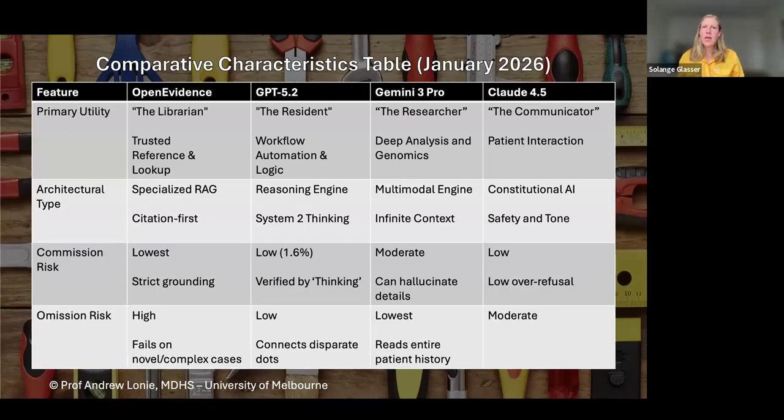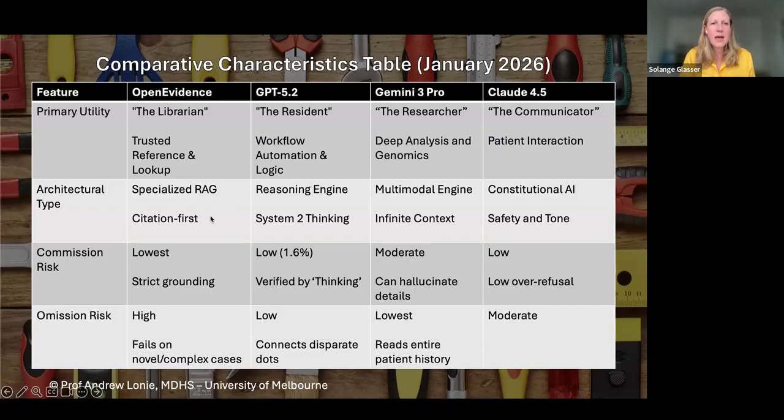Gemini 3 Pro, he calls the researcher. They can do deep analysis and, in his case, genomics really well. And then Claude 4.5, he calls the communicator, because he's noted that the way in which they communicate is much more personable, and they're better for anything that requires, in his case, patient interaction, but anything where you might be, for example, writing emails, writing responses to your participants, anything where you've got that human interaction as part of the task that you're setting your LLM.